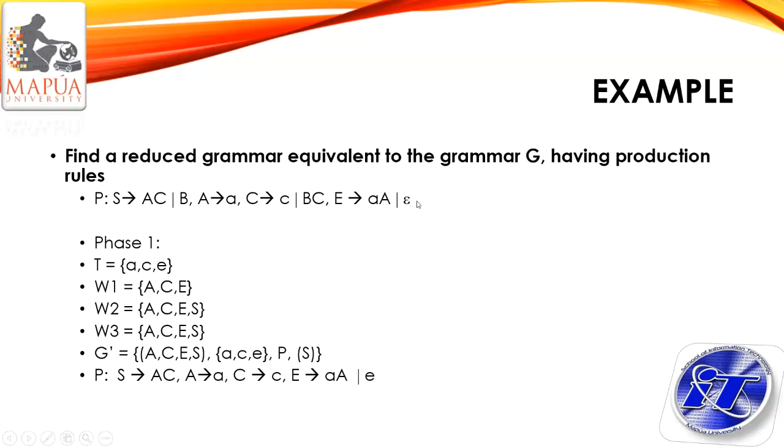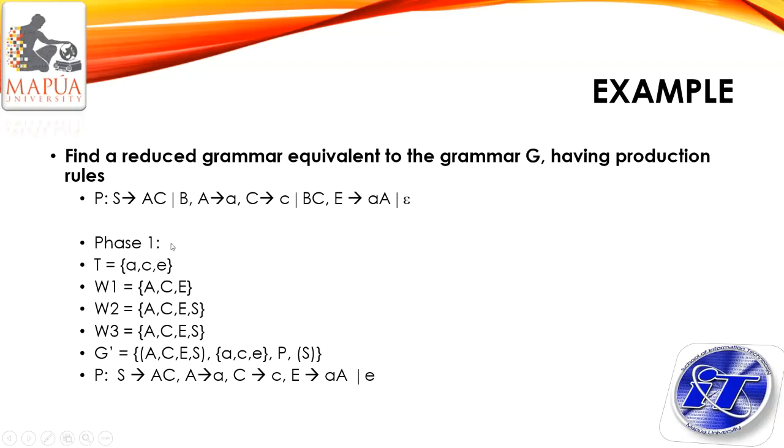Okay, phase one. List all terminal symbols, which are A, C, and E. Okay, so this is E, by the way. A, C, E. Okay, this should be E. And then from here, you're going to determine which among the non-terminal symbols will yield the terminals A, C, E.